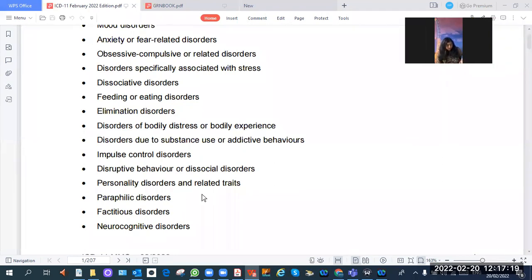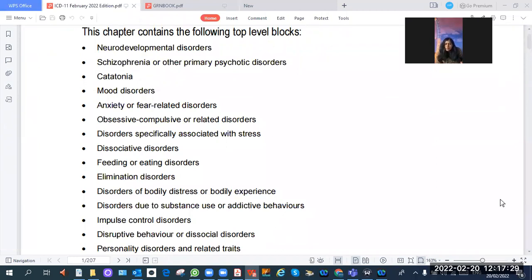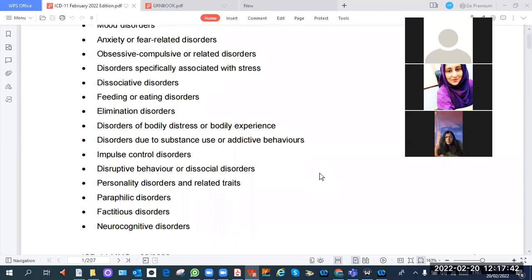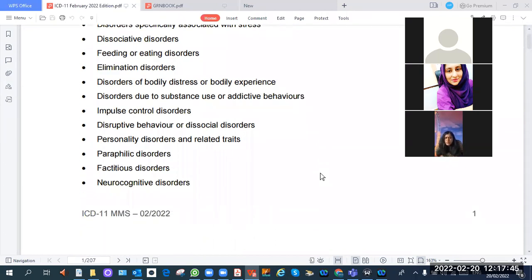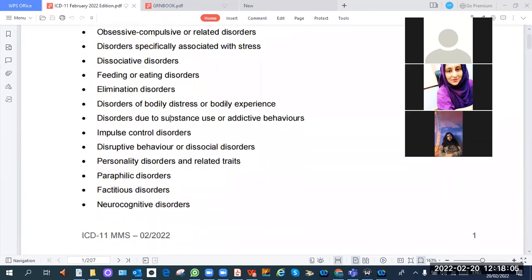And then after that it's the personality disorders, paraphilic disorder, factitious disorder. So we are going in the same order from F20 to F60 or 70. Then after that it is the disruptive behavior or dissocial disorders, personality disorders, paraphilic disorders, factitious disorder. Now the order which was number 1 becomes the last, which is the neurocognitive disorder. So the first thing which was organic becomes the last here, and the last thing becomes first, but all other order remains almost the same.